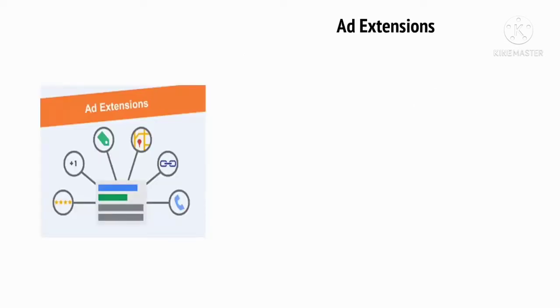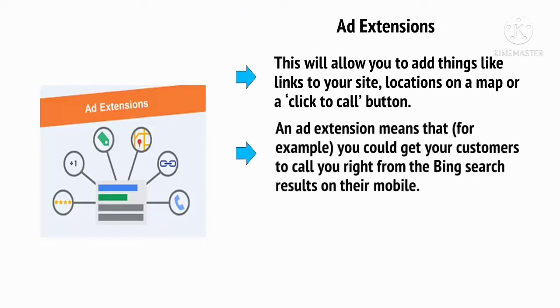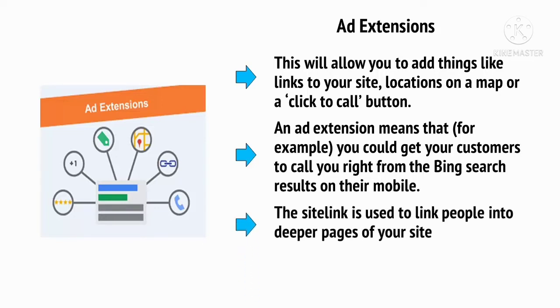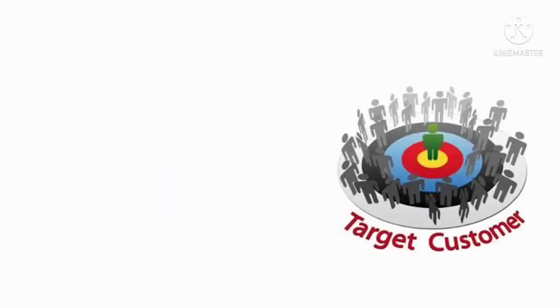Another neat feature of Bing is the ability to add ad extensions. This will allow you to add things like links to your site, locations on a map, or a click-to-call button. An ad extension means that, for example, you could get your customers to call you right from the Bing search results on their mobile. The site link is used to link people into deeper pages of your site, such as specific item listings in your store, for example.